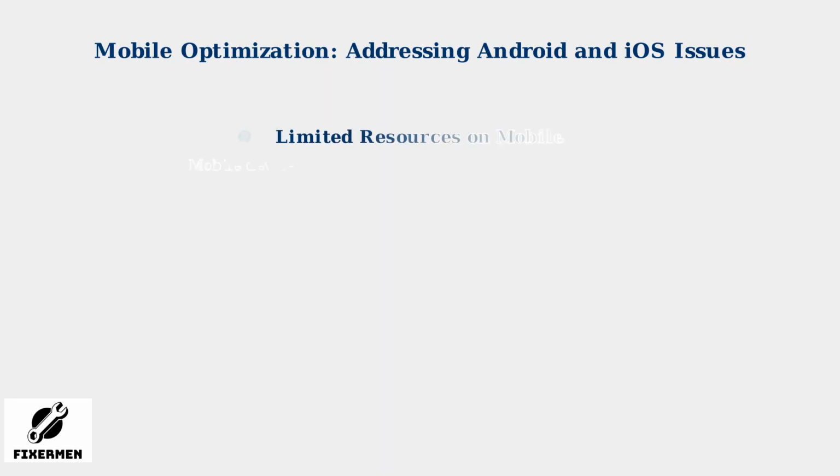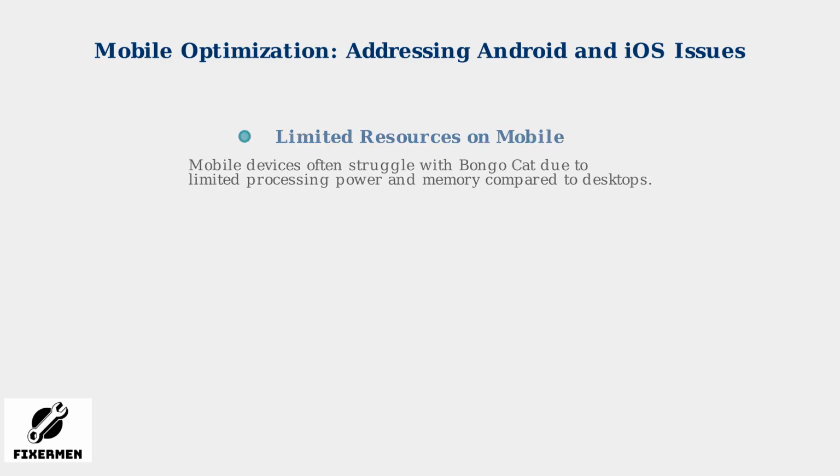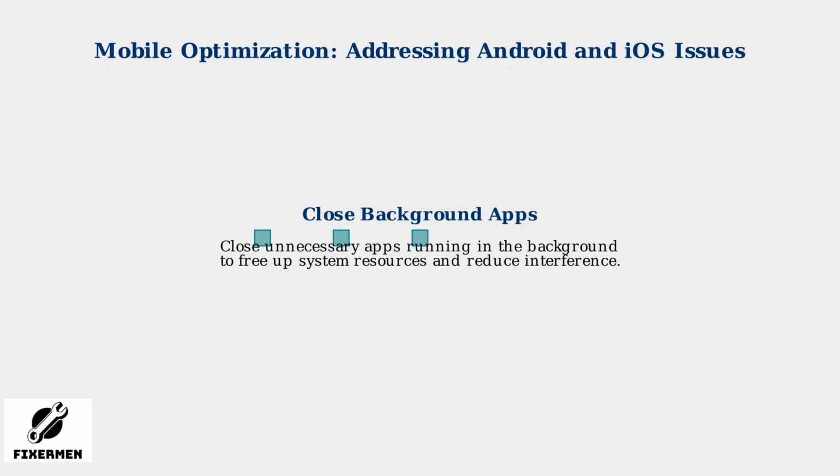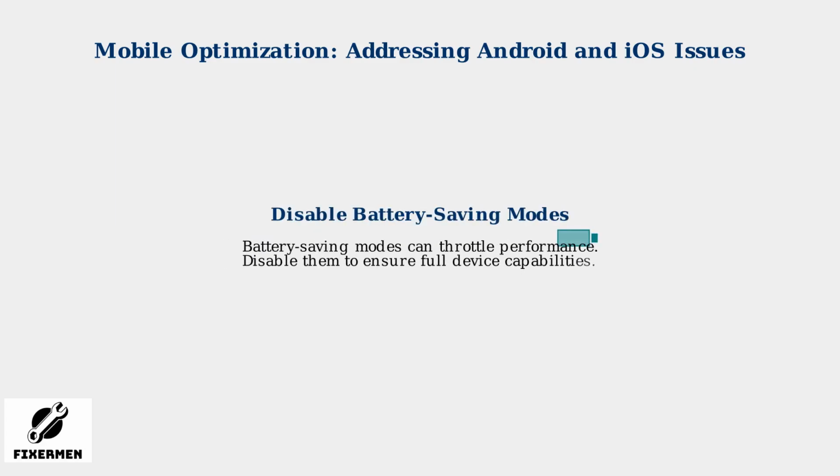Mobile devices often struggle with Bongo Cat due to limited processing power and memory. Close unnecessary apps running in the background to free up system resources.